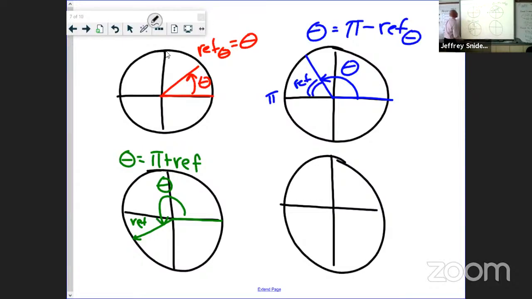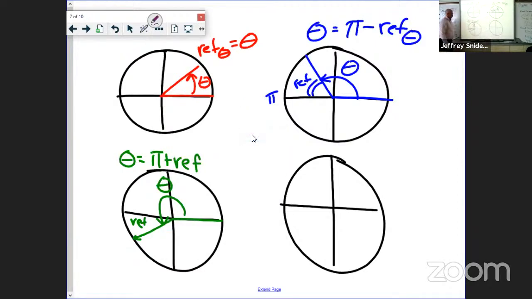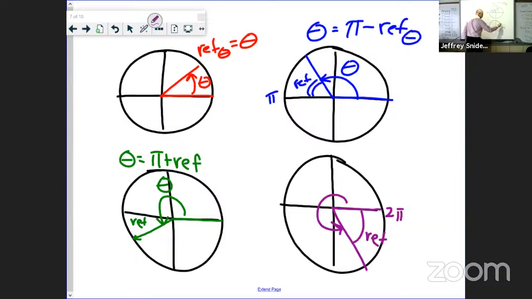And then the last one down there, quadrant 4. Here, this is the reference angle, so I have to go backwards from 2 pi, so it's 2 pi minus the reference angle. Is that okay, Abby?